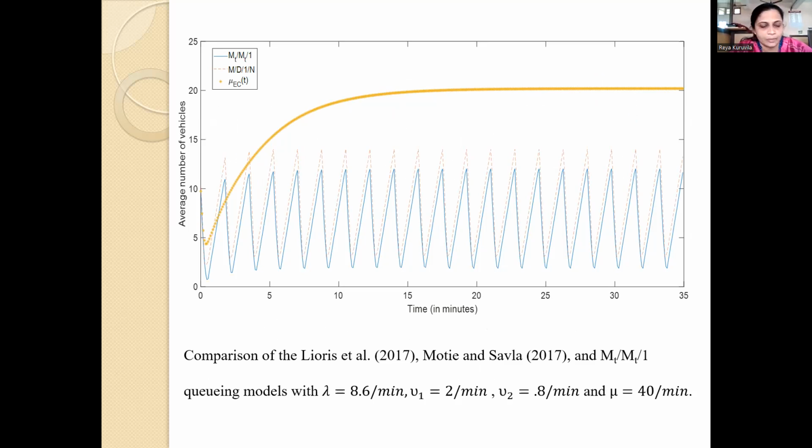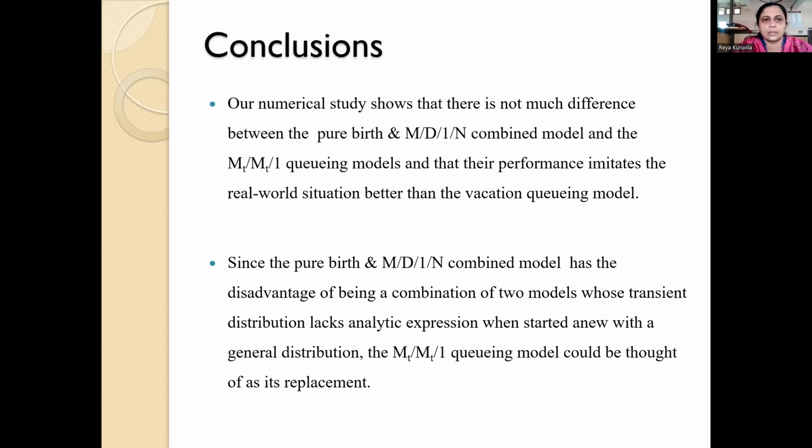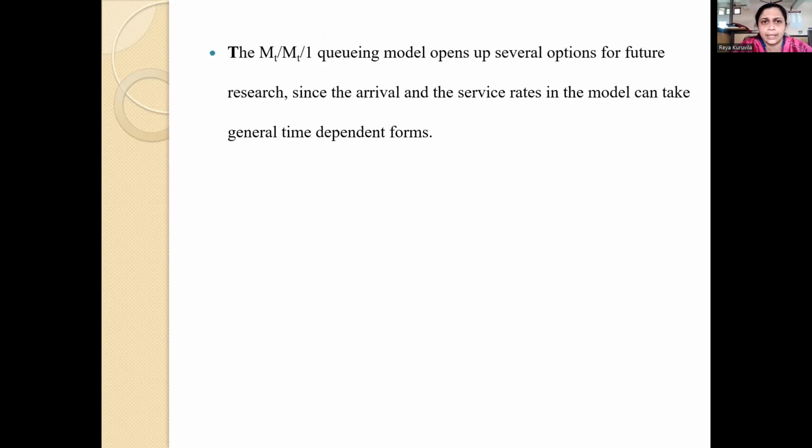The brown thick line in the graph, representing the transient measure from the vacation model, gives over-prediction and deviates from reality. So the conclusions are: our numerical study shows that there is not much difference between the pure birth and MD1N combined model and the MT-MT1 queuing models, and that their performance imitates the real world situation better than the vacation queuing model. Since the pure birth and MD1N combined model has the disadvantage of being a combination of two models whose transient distribution lacks an analytic expression when started anew with a general distribution, the MT-MT1 queuing model could be thought of as its replacement. The MT-MT1 queuing model opens up several options for future research, since the arrival and service rates in the model can take general time-dependent forms.